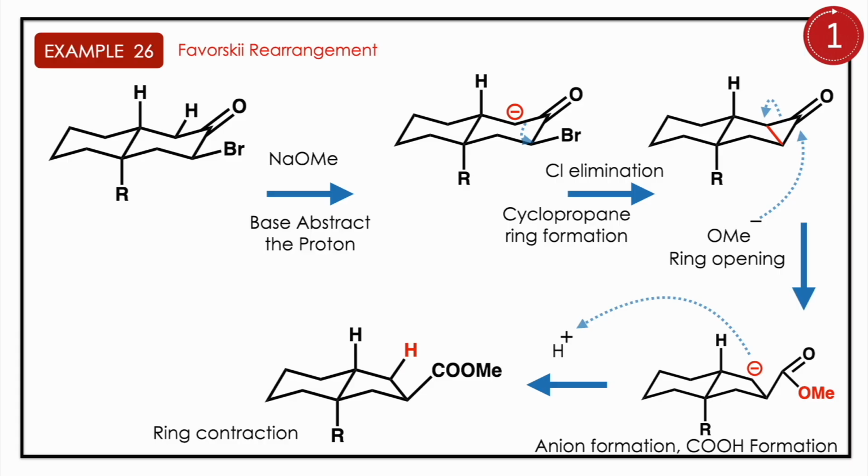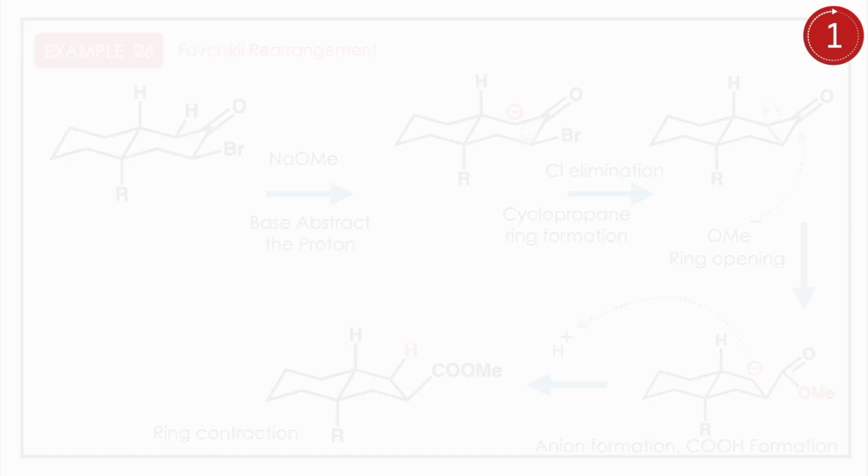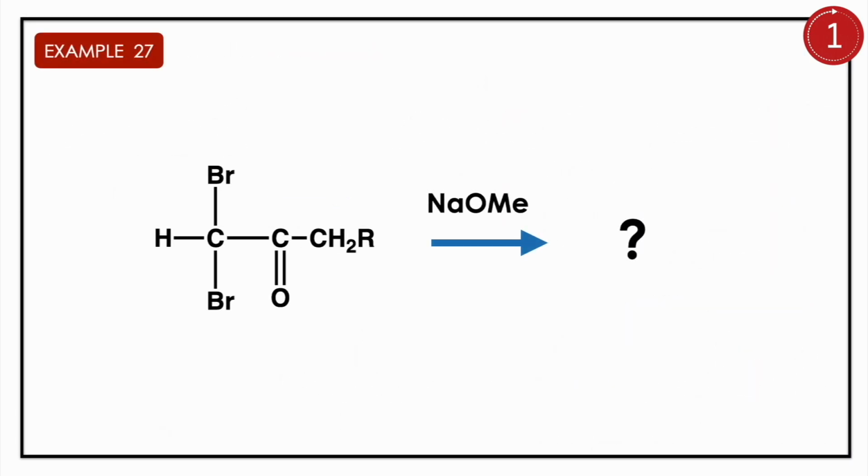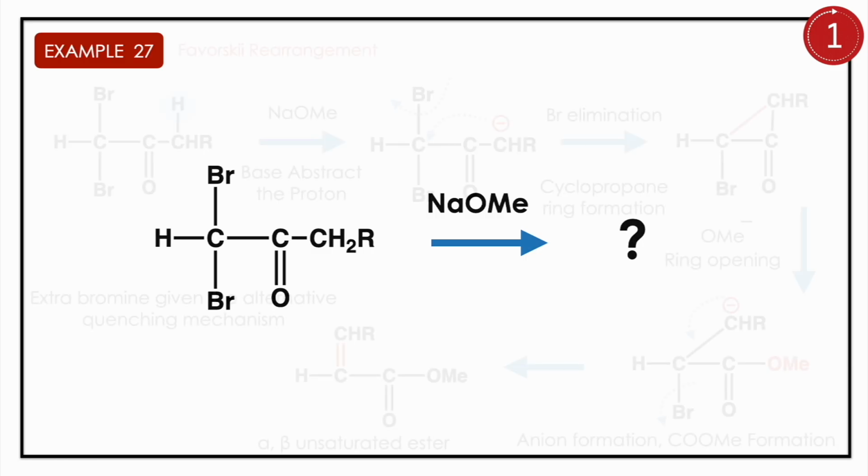Here you start from decalin, but the ring size is reduced by one carbon because it formed an ester in the side chain. So ring contraction happens even in the cyclic system. Then the next example. Here you have a ketone, on one side an alkyl group, and on the other side a dibromomethane. You are using sodium methoxide. You should find what the final product will be.